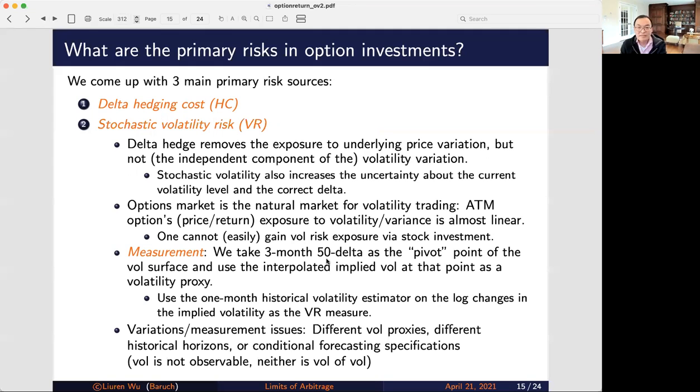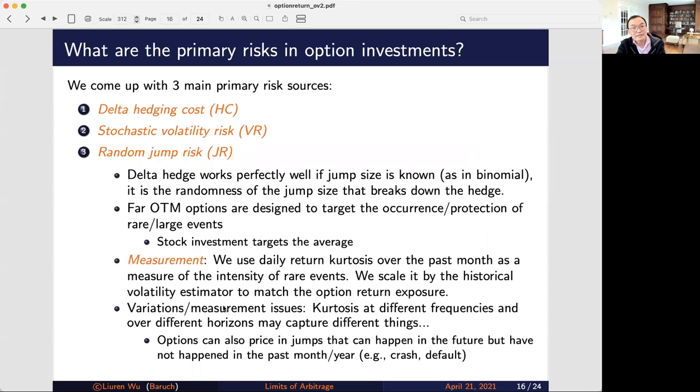So I use the 50 delta, smoothed 3-month 50 delta vol as the proxy for a volatility number, and the measure is 1 month's historical volatility in log changes as the risk measure. Obviously, you can think of many different variations in either the vol proxy or the horizons of the estimates, or some conditional forecast. You can formulate a forecast equation to generate a future forecast of the vol, in a sense.